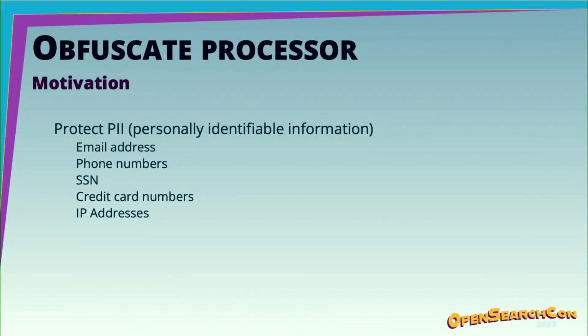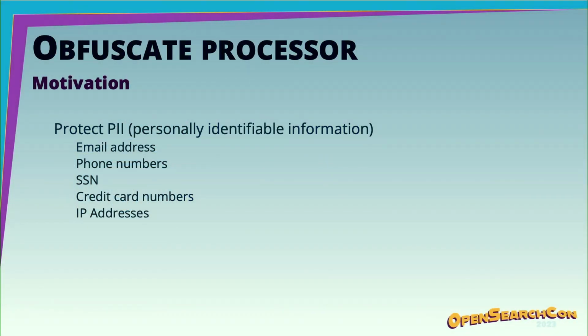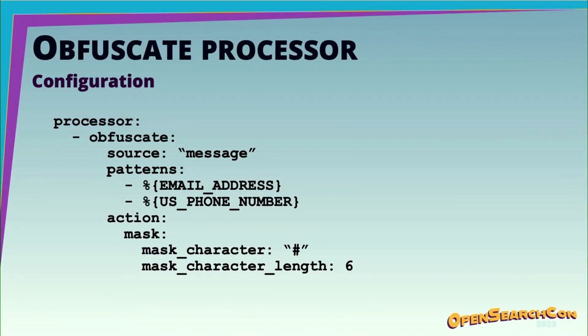Another important processor we added is the obfuscate processor. This can help protect personally identifiable information like email addresses, phone numbers, social security numbers, and so on. When a service is running and generating logs, it may store one or more of this information in the logs, but those logs are eventually moved out of the service to some external storage like OpenSearch. Then you want to make sure that this information is protected. So the obfuscate processor can make this easy.